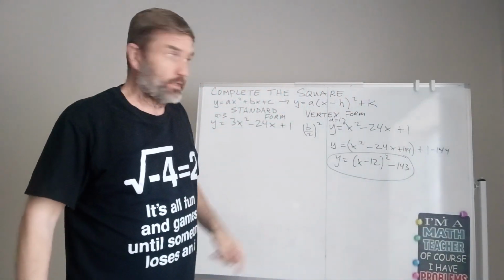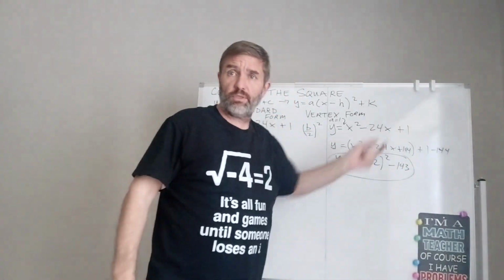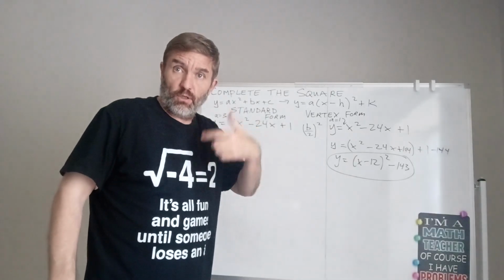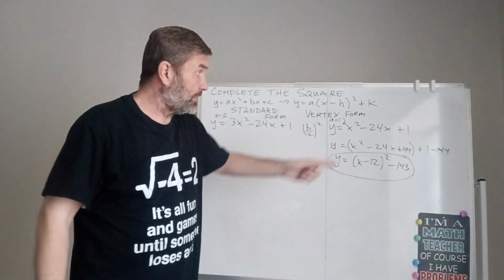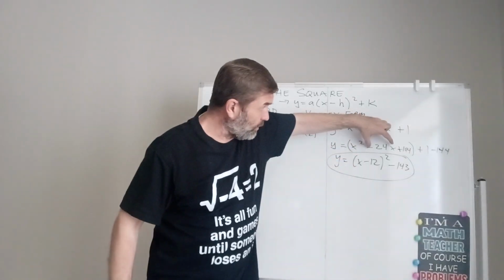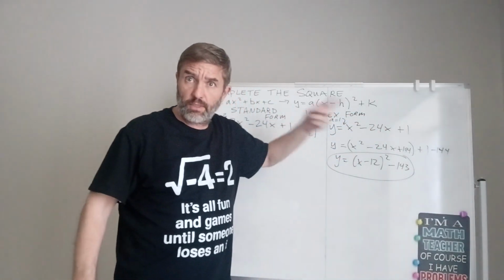How can you do that, Mr. Hanna? Well, 144 minus 144 is 0. I added 0 to this side of the equation. So this and this are the same thing. They don't look like it, but this trinomial factors down to this. So they're the same thing even though they don't look the same.